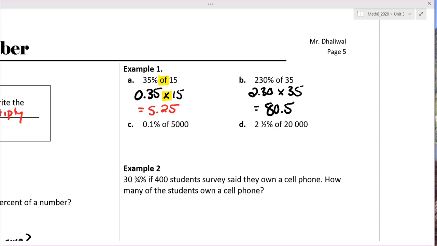C, what is 0.1% as a decimal? Do it without your calculator. Move the decimal 2 places to the left. So 2 places to the left. 0.001.